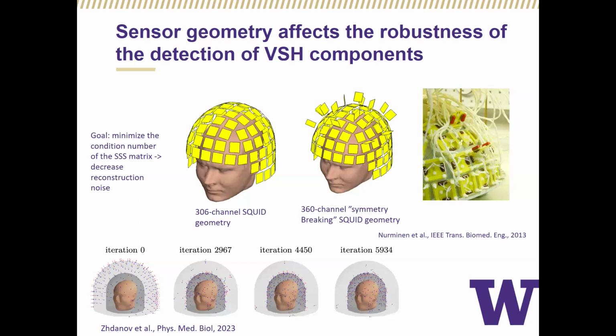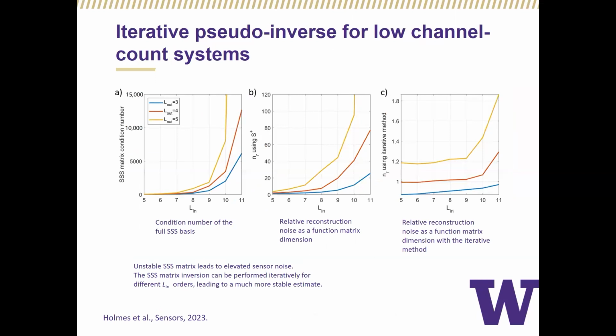Okay, so in the lower image, we did a simulated annealing study where we let sensors optimize their orientations and locations to optimize the stability of the VSH model. And we get this result where the orientations are kind of shuffled in an interesting way. So it really makes sense to break the symmetry of the measurement.